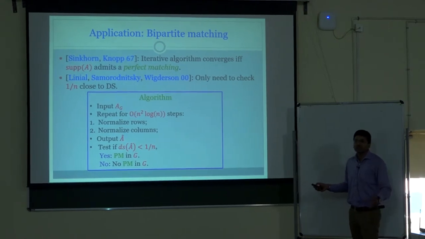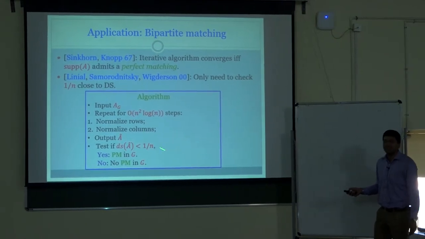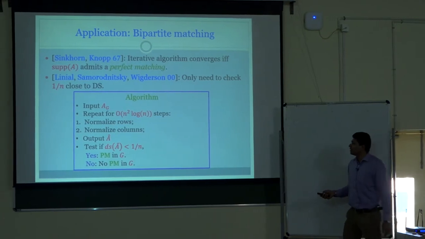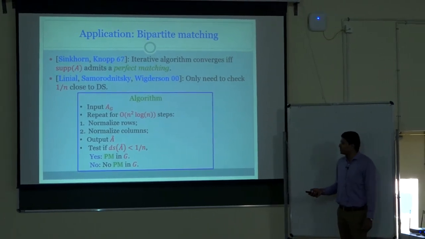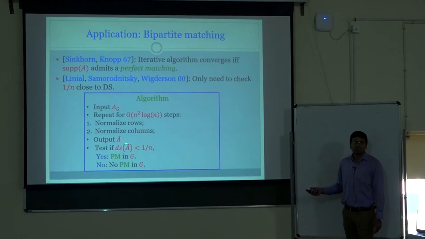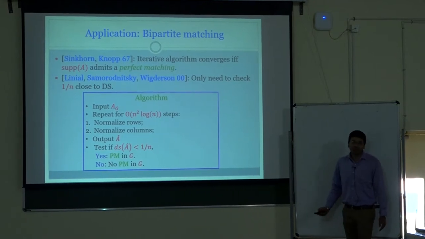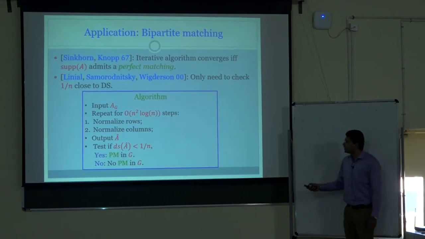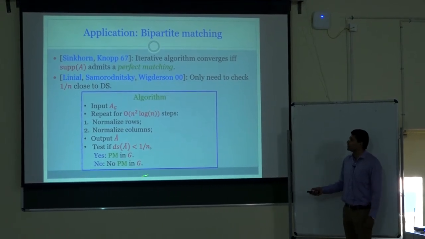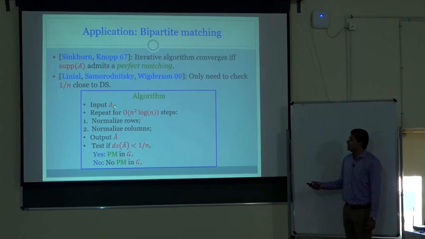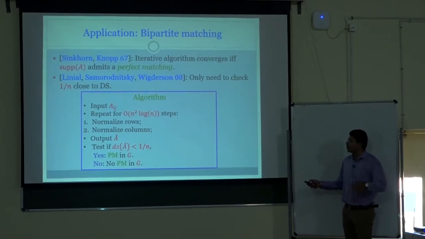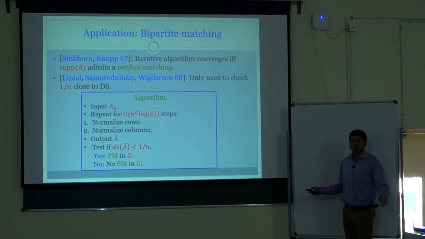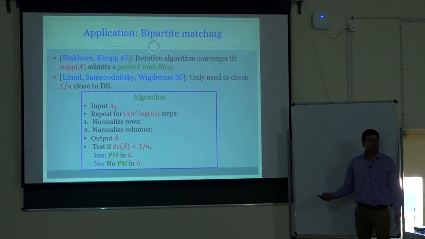I'm sure you never saw this algorithm for perfect matching. It's slightly slower than the usual augmenting paths algorithms, but it's extremely easy to code, just a simple for loop. So this is probably one of the simplest to code polynomial time algorithms for perfect matching. You just start with the edges in a matrix, keep normalizing rows and columns, and if you get close to doubly stochastic, declare the perfect matching. Any questions?